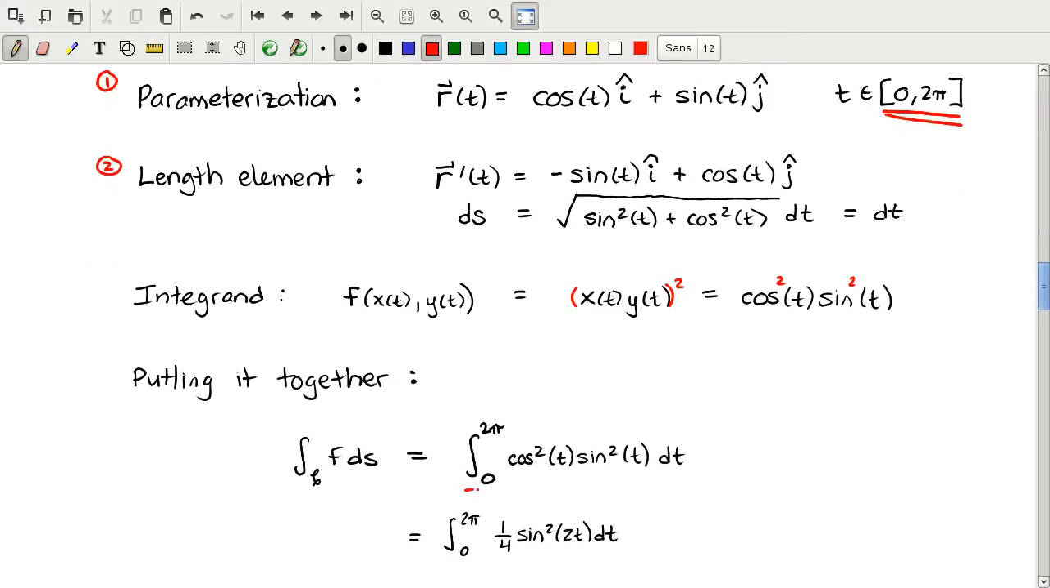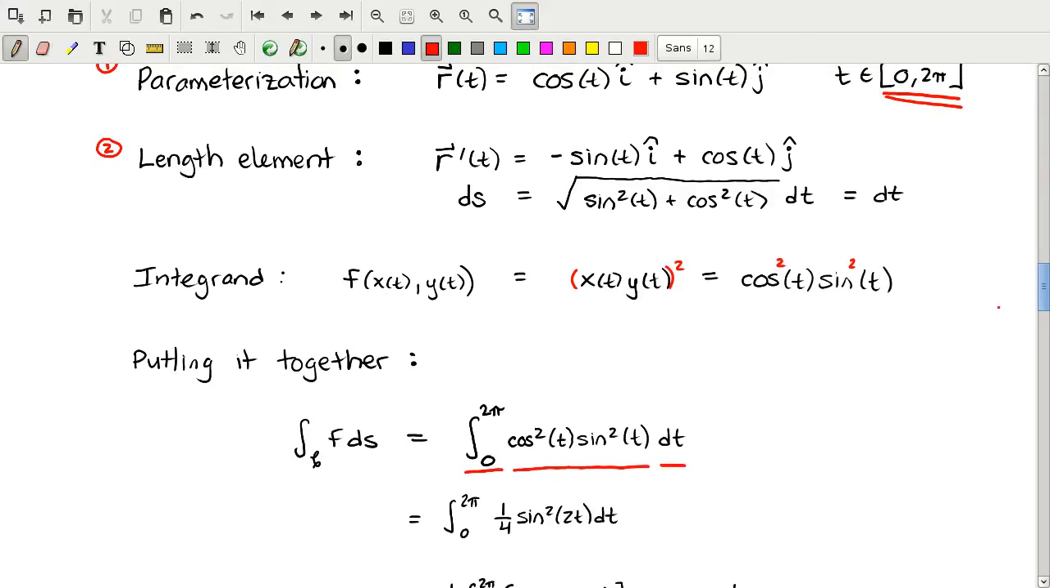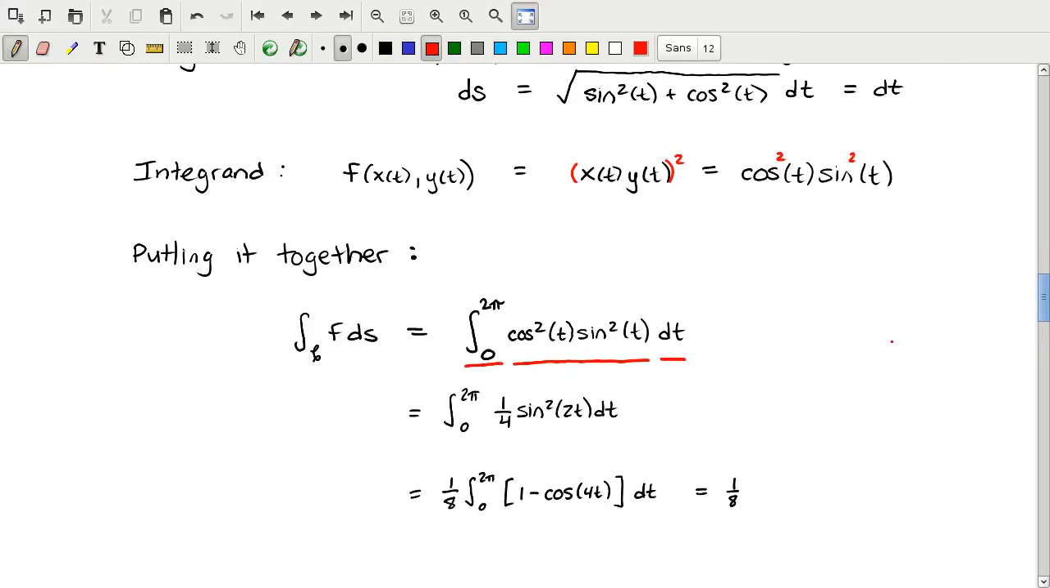Here are our bounds. On the curve itself, we have our ds, dt, and our function f equals x times y, which becomes cosine squared times sine squared. And now this has become a calculus 2 problem. We have to do it. We need to get these cosine squareds and sine squareds down to something we can integrate. You could take a variety of ways to do that.